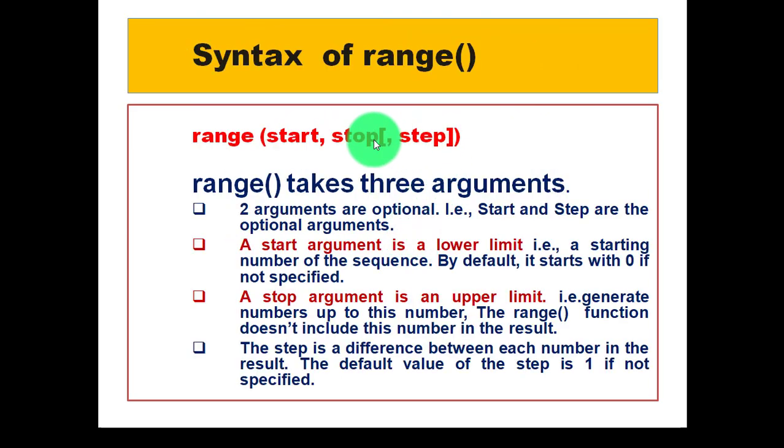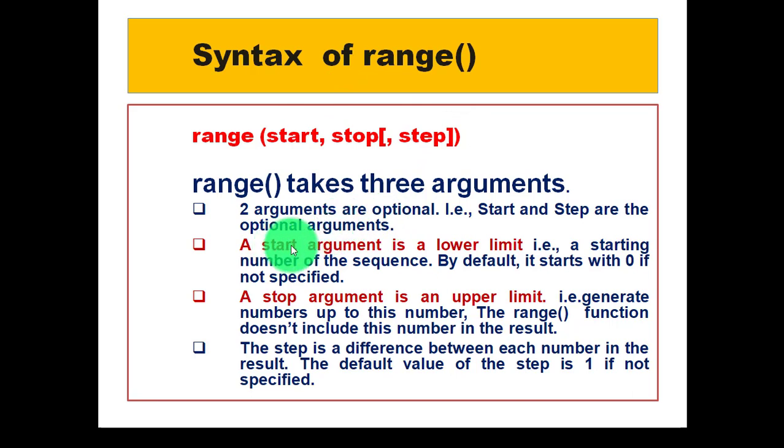Now what is the syntax? The basic syntax of range is range with three parameters: start, stop, comma, step. Clear? So here it takes three arguments, as you have seen: start, stop and step. But two arguments are optional, meaning you may provide them or you may not, it doesn't matter. They are start and step.